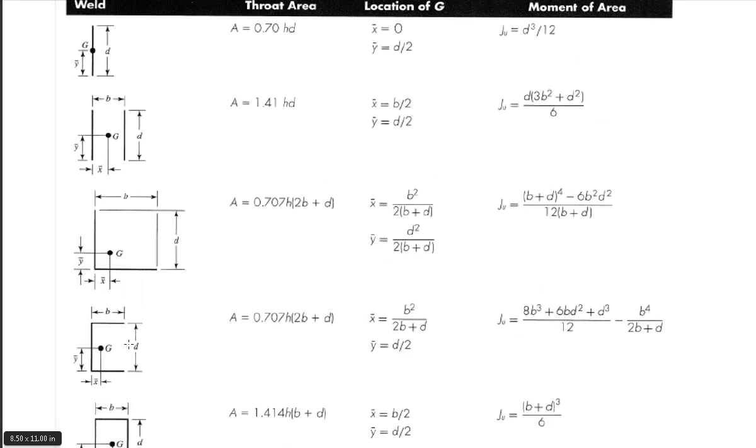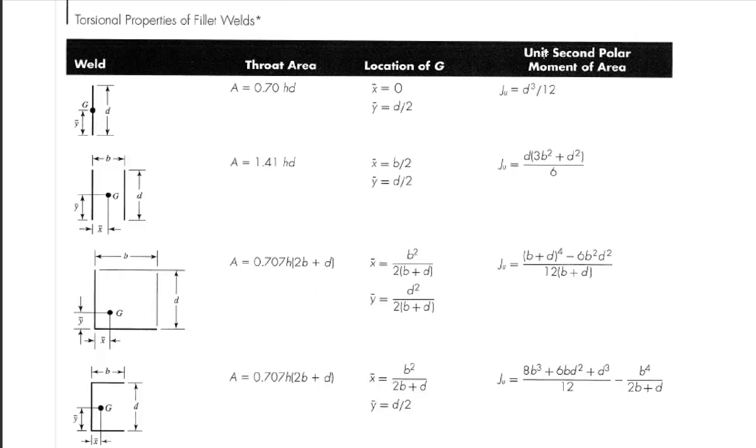And in this table, they'll give us the total area of the weld segment. They'll give us equations for the location of the CG of the weld group. Then they give us what's called a unit second polar moment of area. Unit means this number needs to be multiplied by the weld throat dimension.